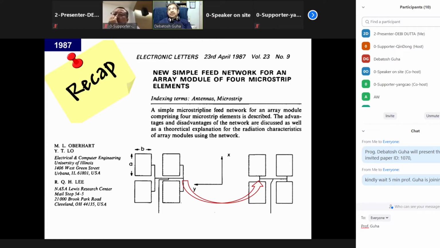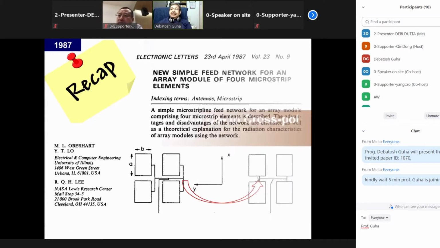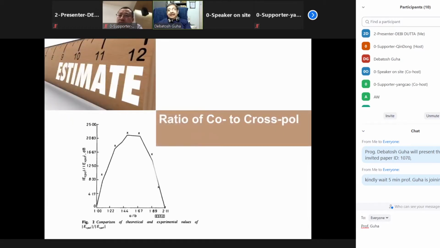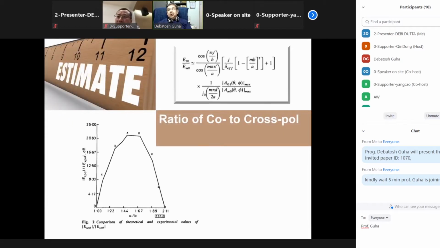So one group, they tried to feed the antenna not from its conventional side, they tried to feed it from the side. And in doing this, they estimated one interesting parameter, that is their co-pole to cross-pole. And they mentioned two polarizations based on their feeds from two sides.